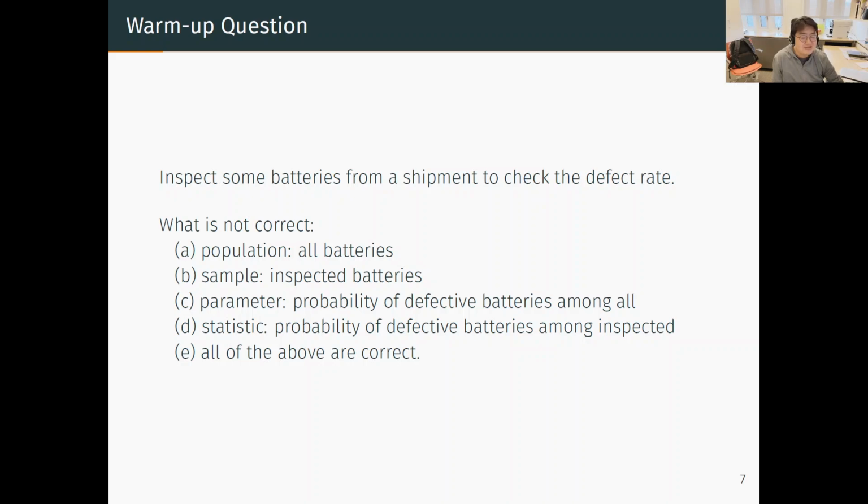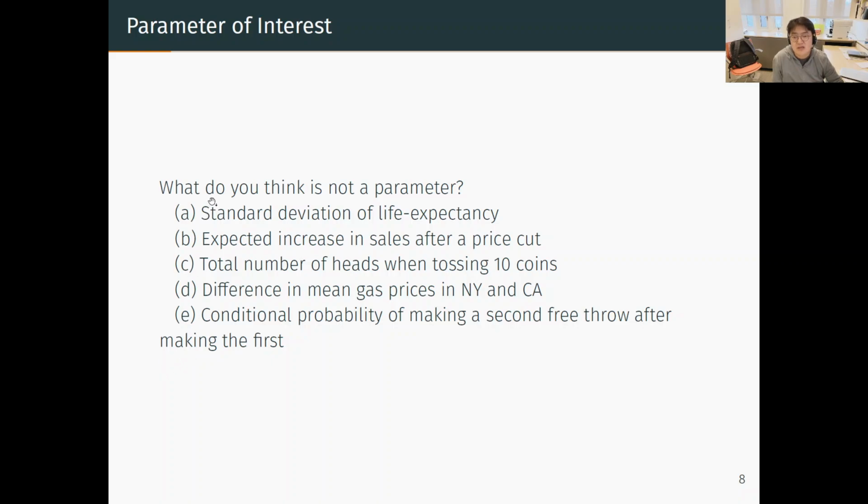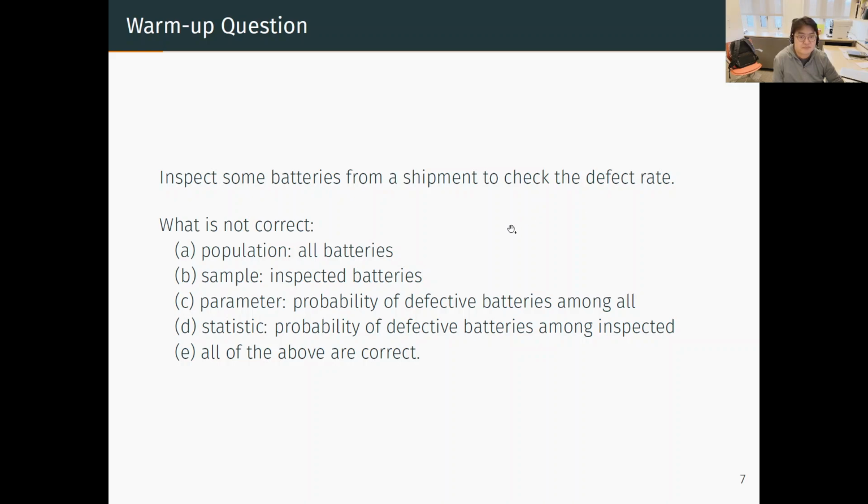Okay, the answer is E, right? All are correct because literally, if possible, we would like to check every battery to see if they are good or bad, right? But that is not possible given the time limit and the cost is too high. So we randomly choose some batteries and inspect them and see if there is any common problem. So that is the sample. Randomly chosen batteries that are inspected.